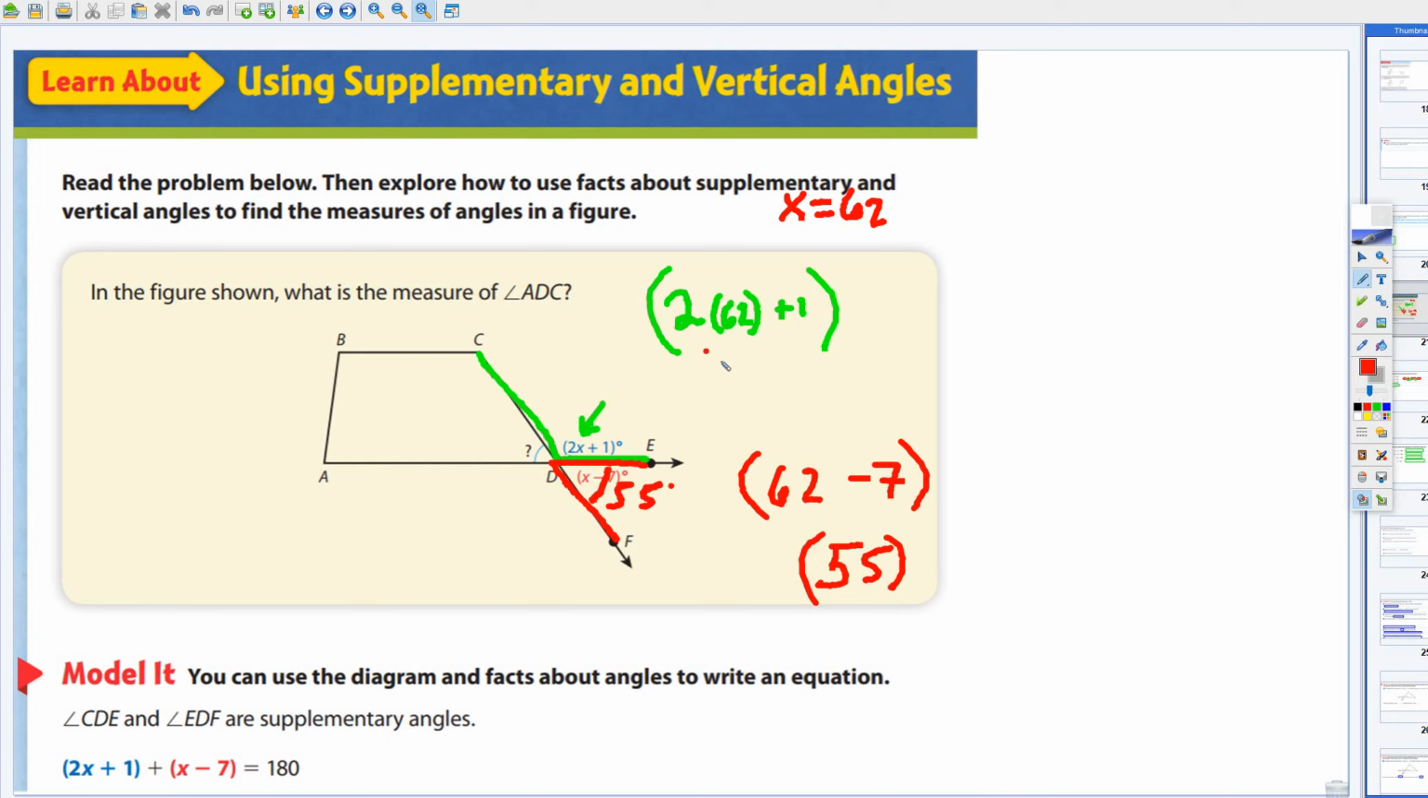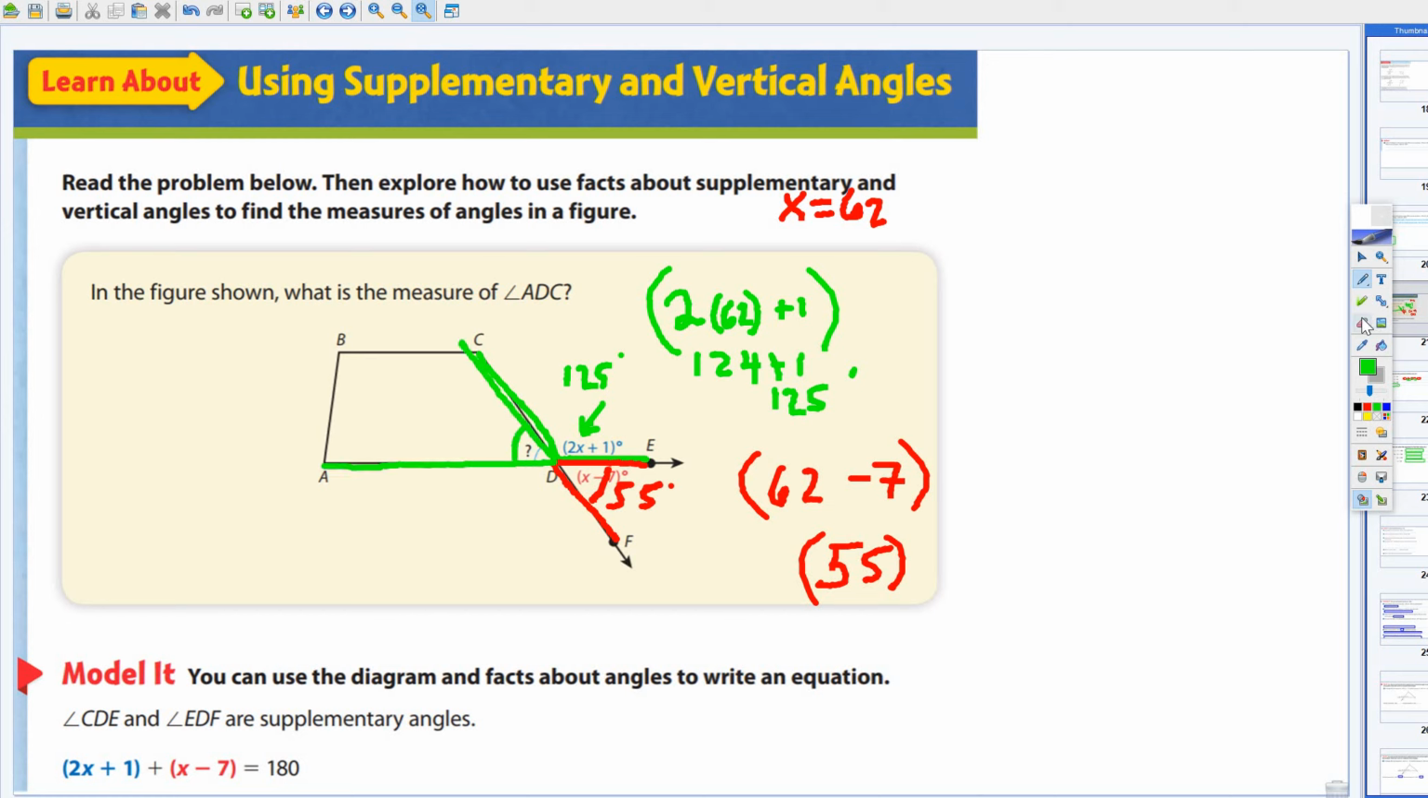Alright, what is the measurement of this angle? Well, 2 times, let me do a different color. 2 times 62 is 124. And 124 plus 1 will give us 125. So, this angle must measure 125. And now we're going to check our work. 125 plus 55 is 180. There we go. So what do you think the measurement of angle ADC will be?